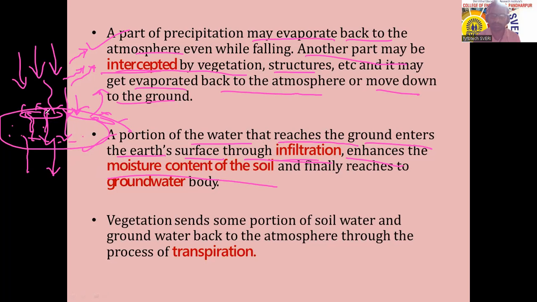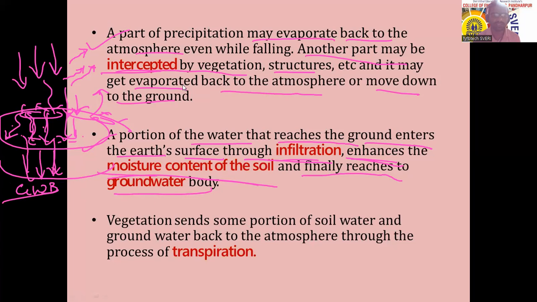As the rain occurs and the water percolates through the soil, the water content of the soil increases. That is, the moisture content of the soil will increase. Enhances means it increases, and finally the water reaches the groundwater body. All this infiltrated water will reach the groundwater table.